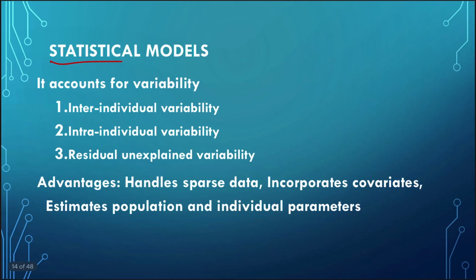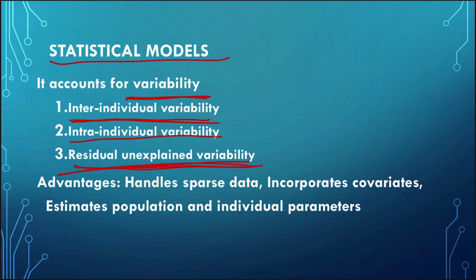Now finally coming to the statistical models. Statistical models are based on calculation and statistics, complicated mathematical formulas. So it accounts for variability, that is inter-individual variability, the pharmacokinetic variability which occurs from one individual to another, then intra-individual variability at different states of the individual, whether the person is having a particular disease, in a different disease state, in a physiological state, and then unexplained variability, that is residual unexplained variability.